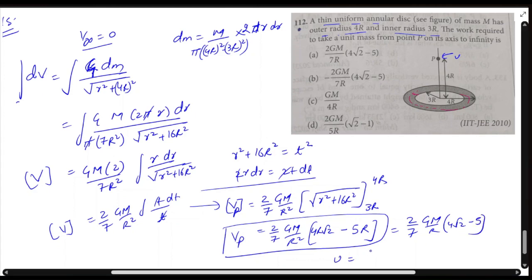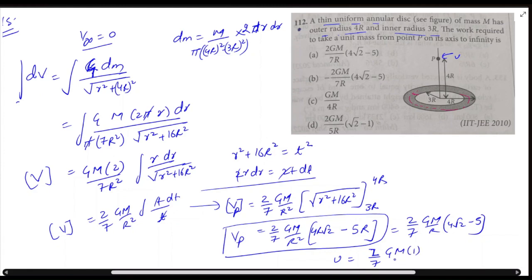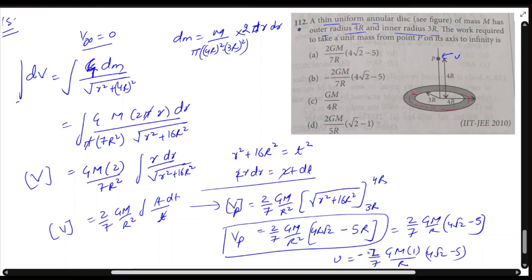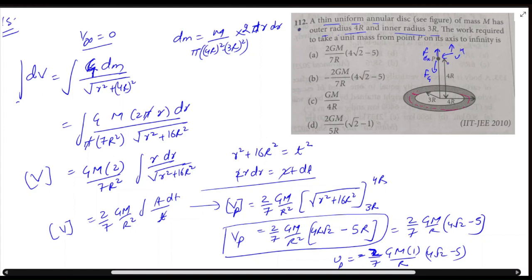Now the potential energy will be 2 by 7 G, and since it is unit mass, into 1 upon R into (4 root 2 minus 5), and a negative will come, right? So which option will it be? We have this potential energy at point P. So the work done, we have to do it, because the gravitational force will be acting here, so we have to apply an external force here, and we have to do the work. So work done will be positive.